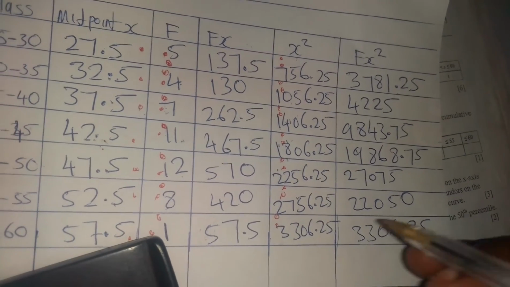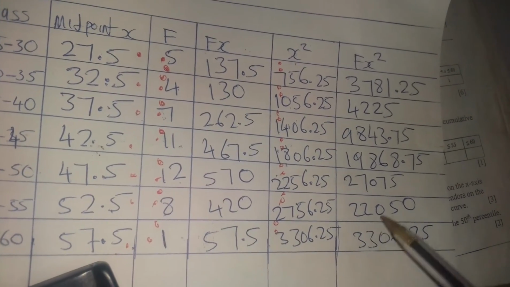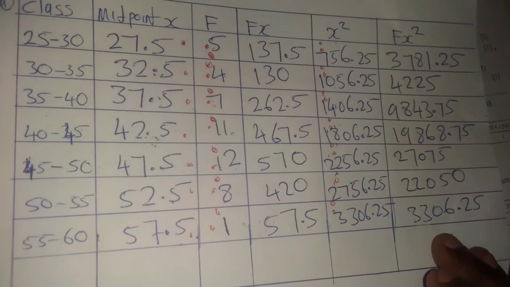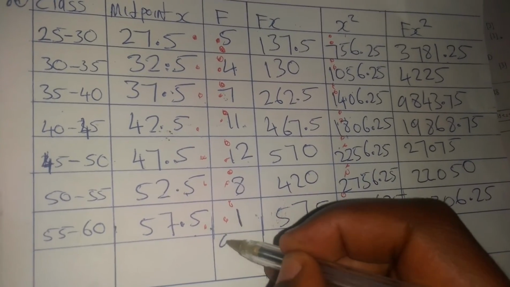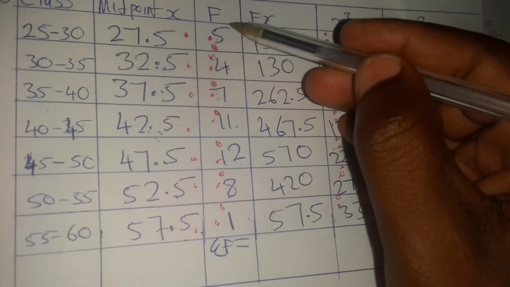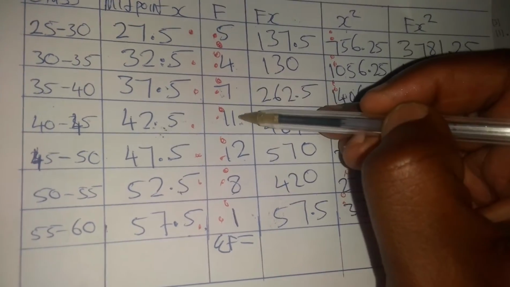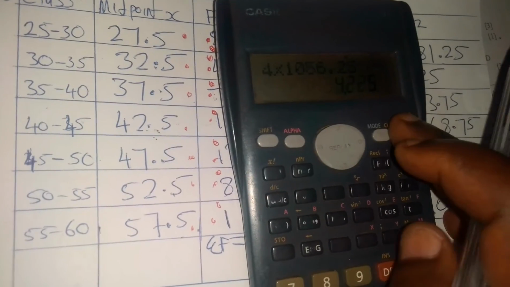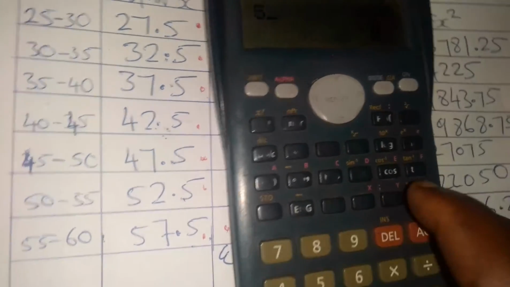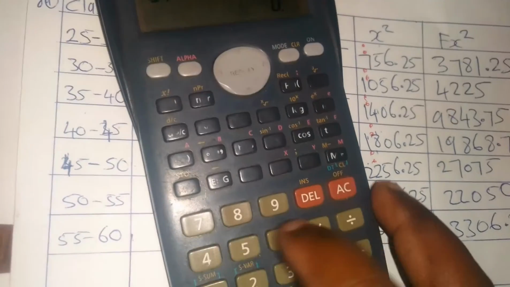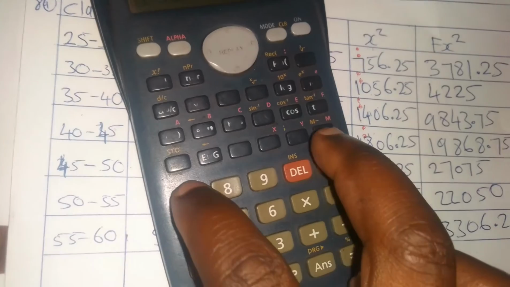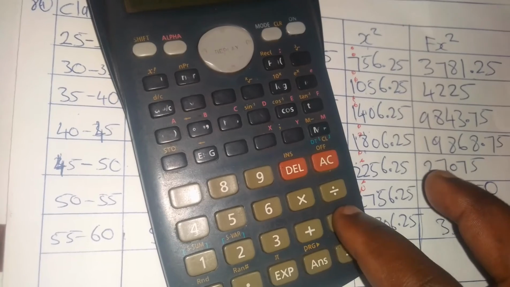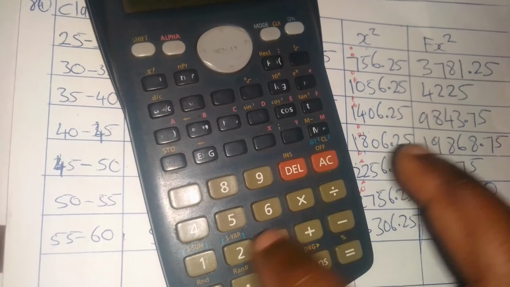Okay, that is when you multiply 1 times this, you get this. Now the next thing, you have to find the total where I'll guide you here. The total for frequency, we are going to add 5 plus 4 plus 7 plus 11 plus 12 plus 8 plus 1. So what I'm saying, you add 5 plus 4 plus 7 plus 11 plus 12 plus 8 plus 1.